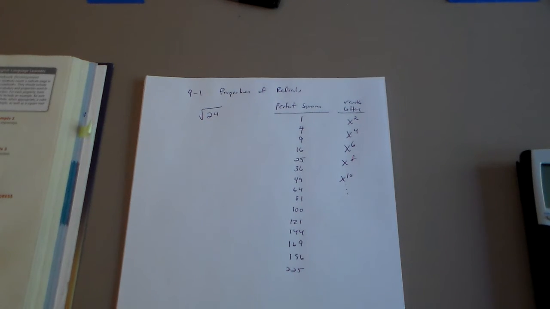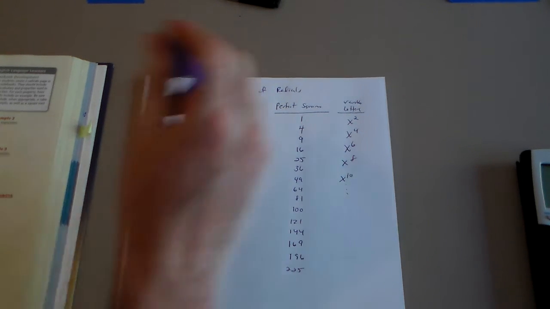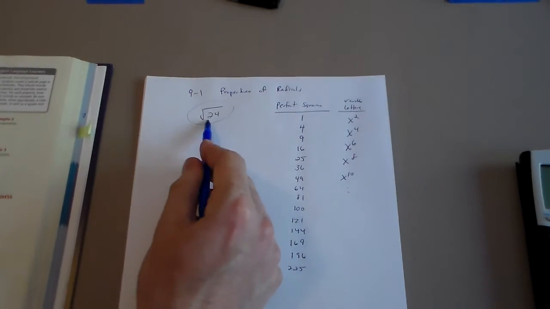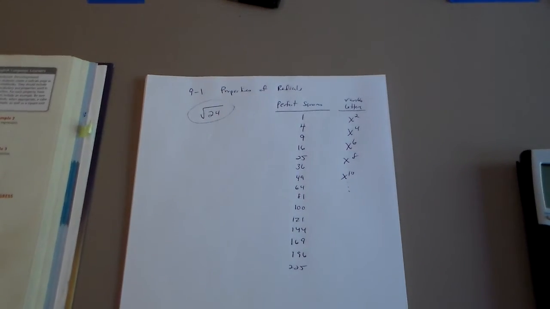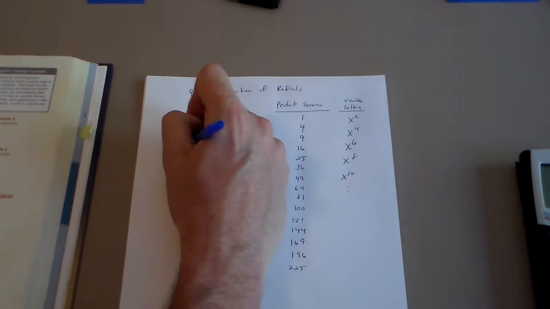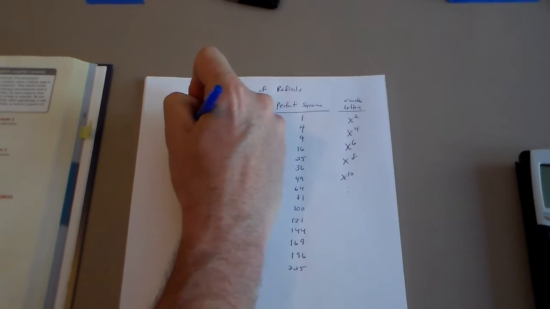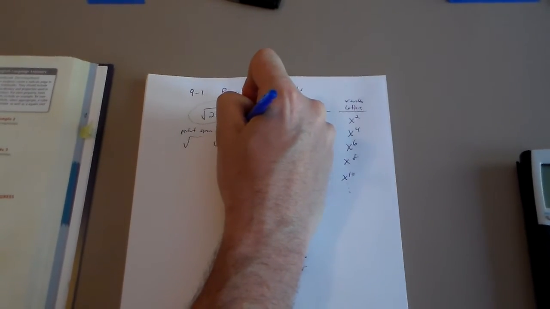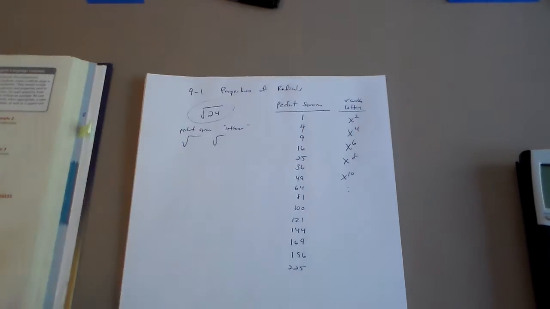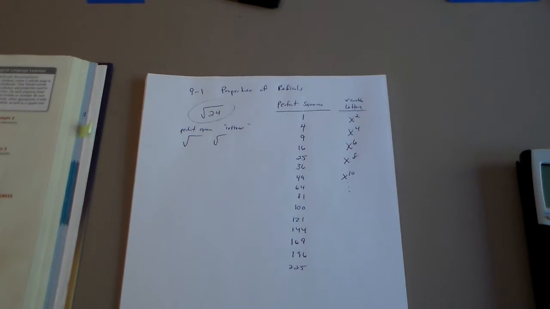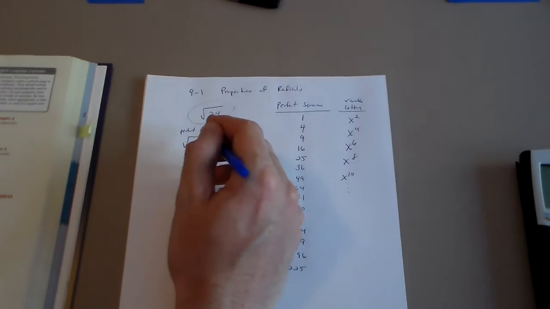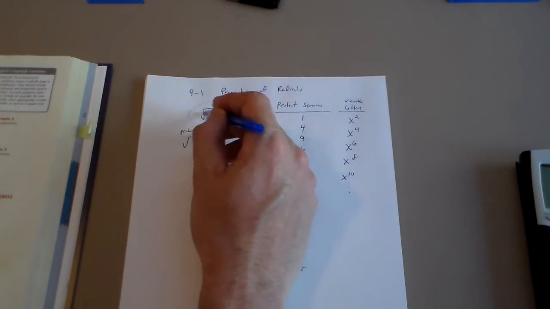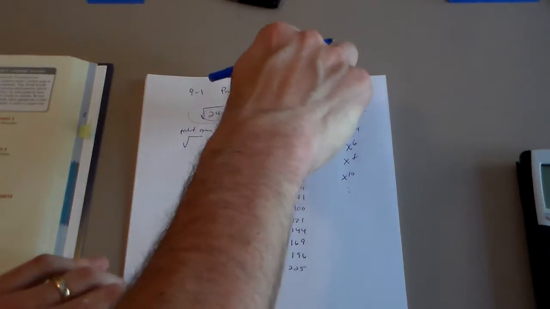And I'm going to use that list of perfect squares to evaluate things like this. That's not a perfect square. I can't take the square root of 24 and get an integer as an answer. So we've got to break that down so it's got a perfect square part and what I call a leftover part. The perfect square part is a perfect square factor that divides evenly into 24. So you look at your list.